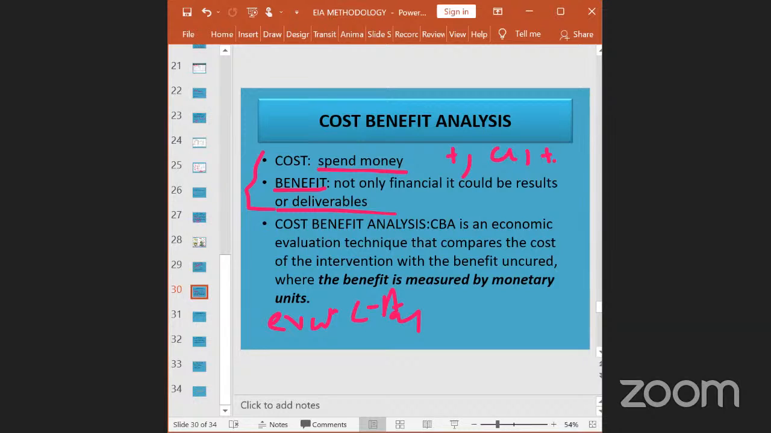So cost benefit analysis is a systematic process for identifying, valuing, and comparing costs and benefits of the project.